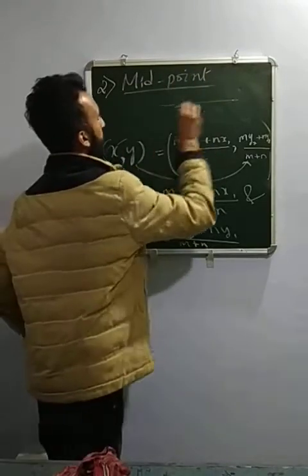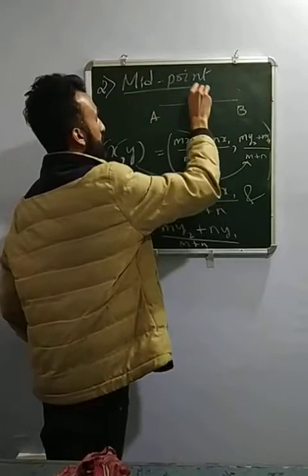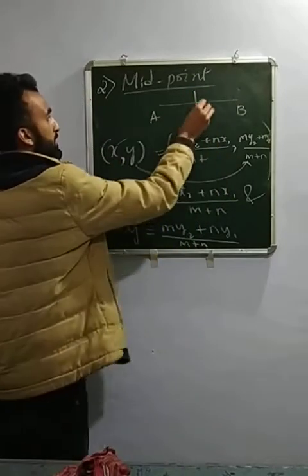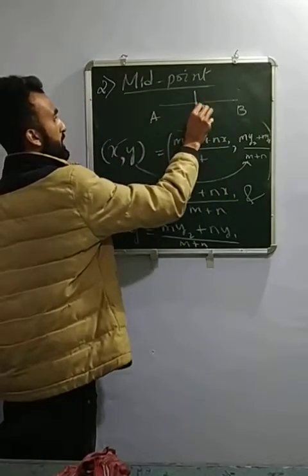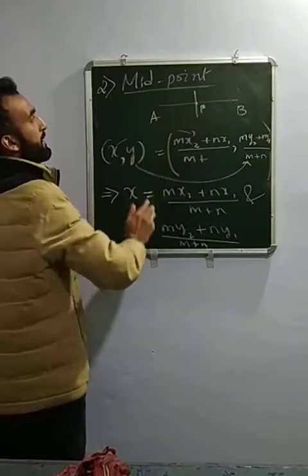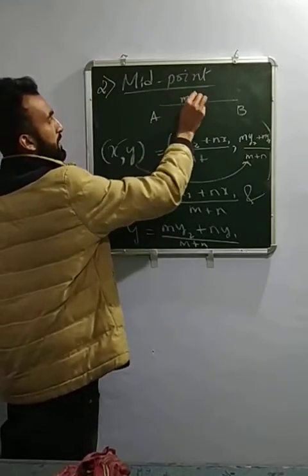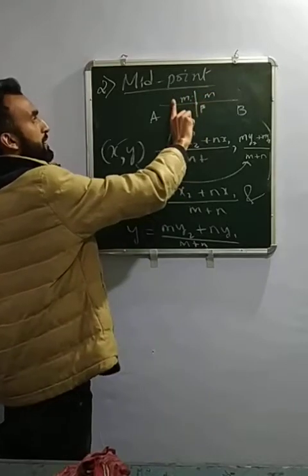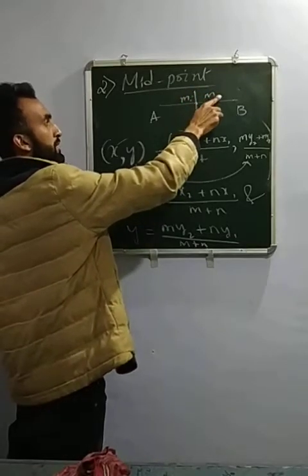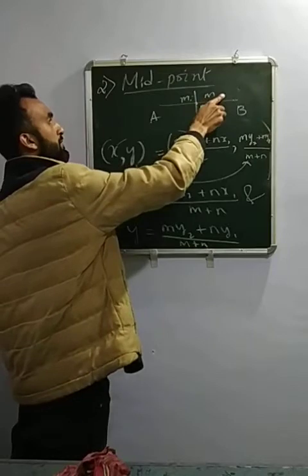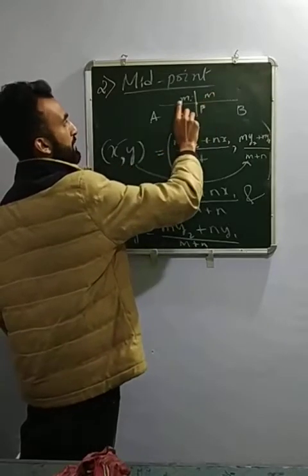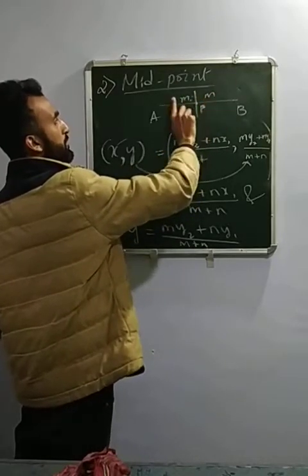Midpoint means you have a line segment A and B. Point P is dividing it exactly in the middle, which means the ratio will be the same on both sides. Here if it is M, this side I also have to write M. If this side is N, this side is also N. If this is 100, this is also 100. See? 100, 100, 1, 1, 2, 2.